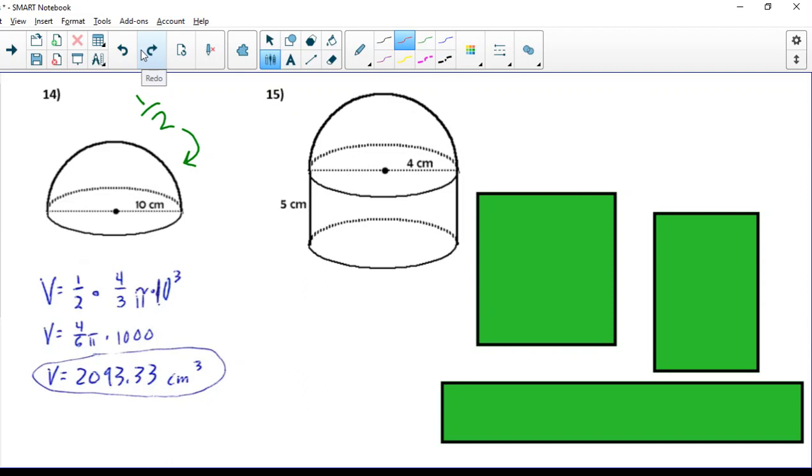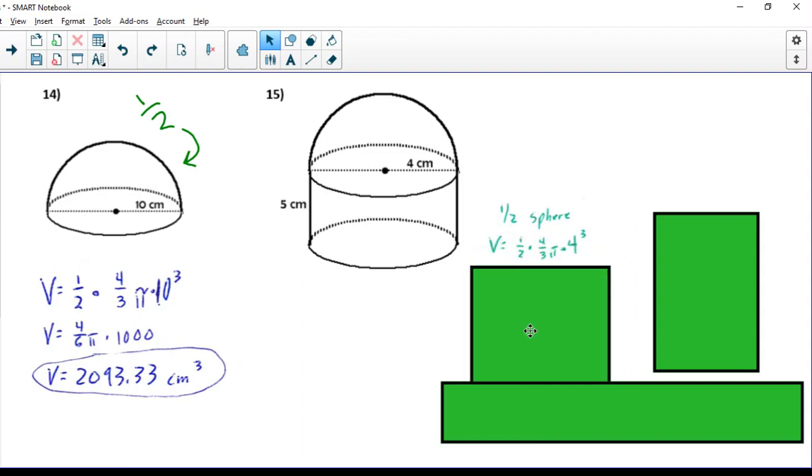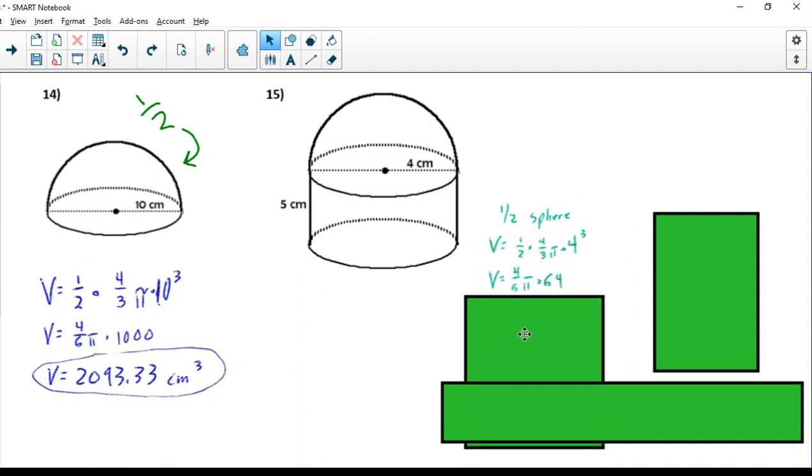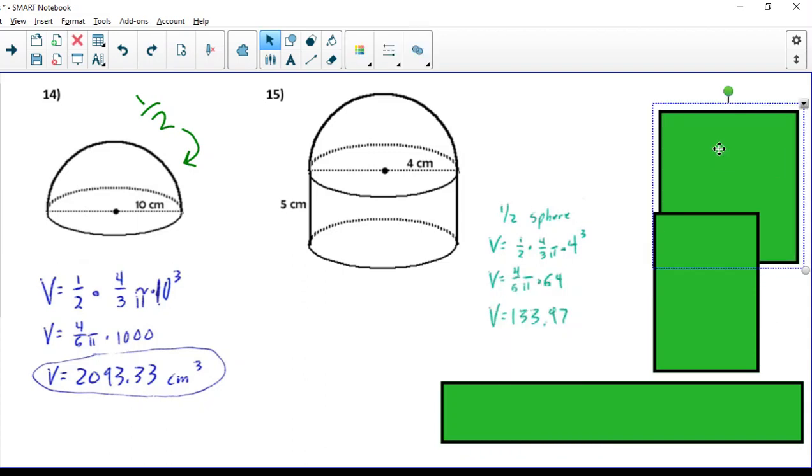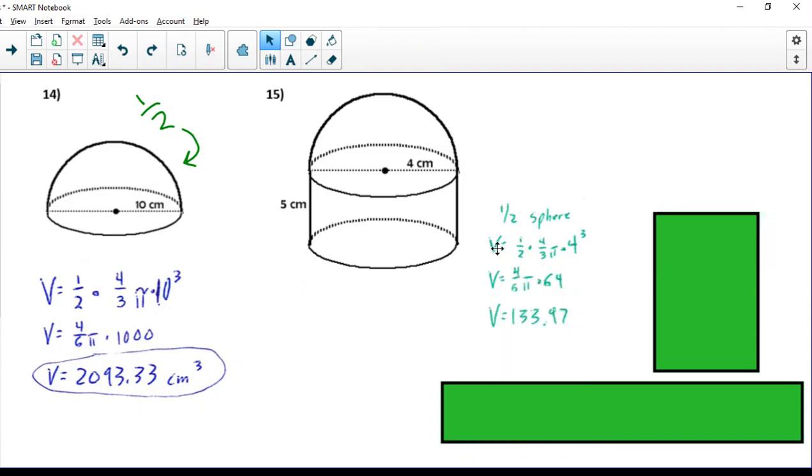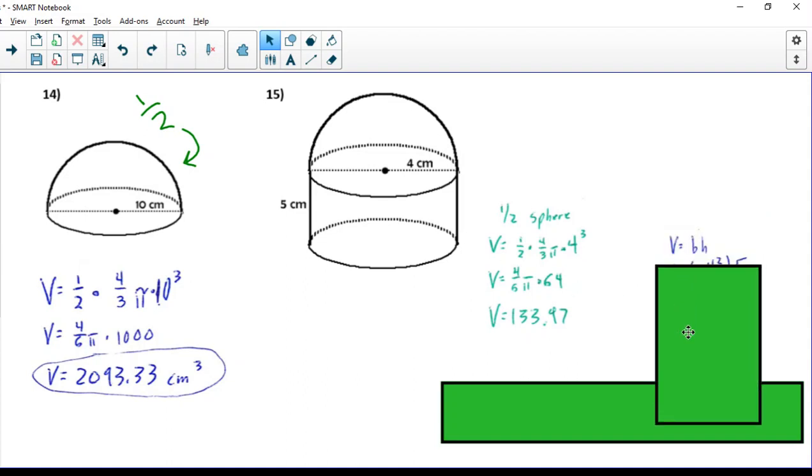All right, so for the half of a sphere, just like before, I did 1/2 times 4/3 pi r cubed, and that gave me 133.97. For the cylinder, this was base times height. Again, this is base with a capital B. I meant to write a capital here. There you go.